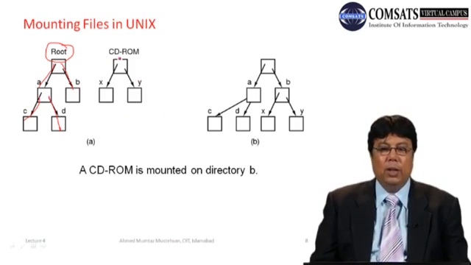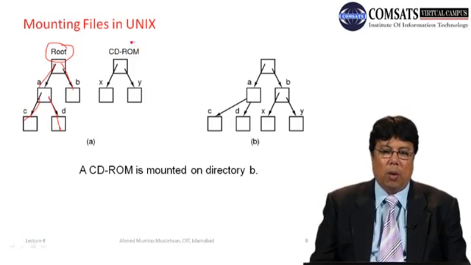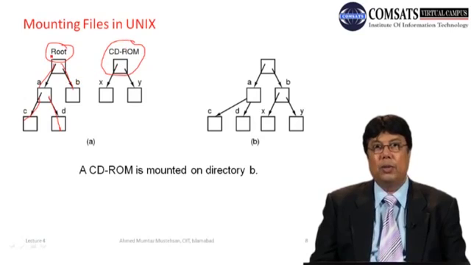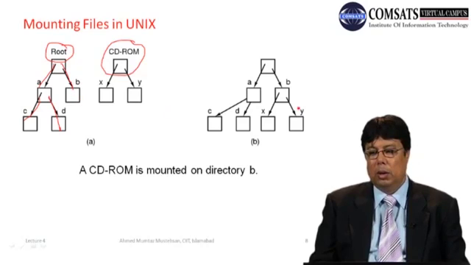Now, you want to make this CD-ROM, this file structure of the CD-ROM, a part of this file system. So how does it do that? It allows you to mount this CD-ROM at the B position, for example. After the root comes the directory B, and you can mount this CD-ROM there. Now, the CD-ROM has been mounted at B.